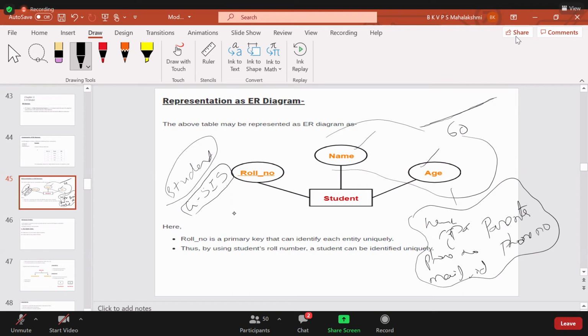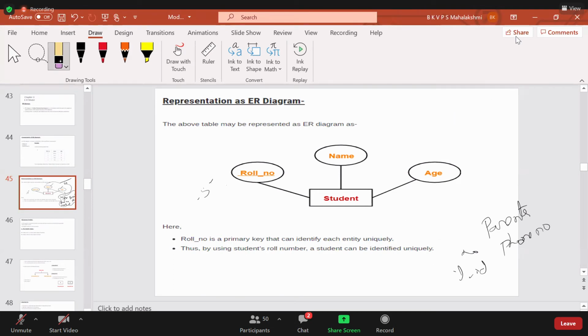I can see how many backlogs he had and how much he scored in each semester, and not only that, I get the CGPA also. Like this, all information I will get using one attribute. So now tell me, among all these three attributes, which one is important? Roll number. So we can call this one a key.